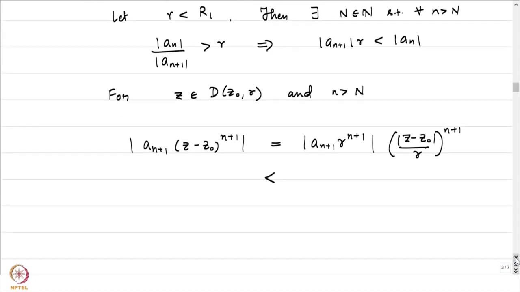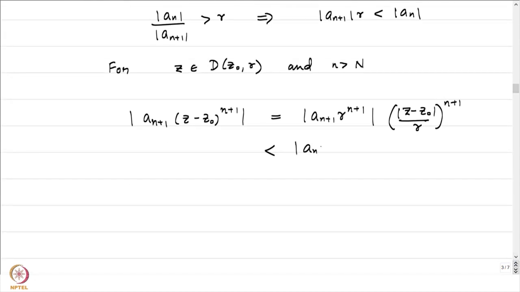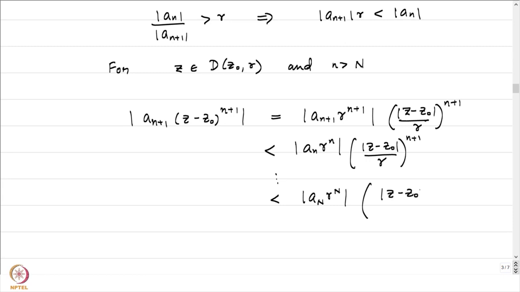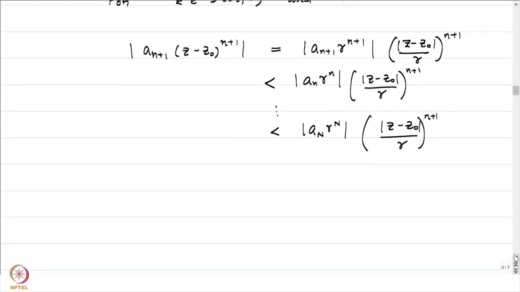And this tells us that this is less than |a_n| times r^n times |z minus z_0| by r to the power n. And by an induction argument, we can conclude that this is less than |a_N| r^N times the absolute value of |z minus z_0| by r to the power N plus 1. Therefore, we have bounded, for n greater than capital N, all |a_{n+1}| times |z minus z_0|^{n+1}.